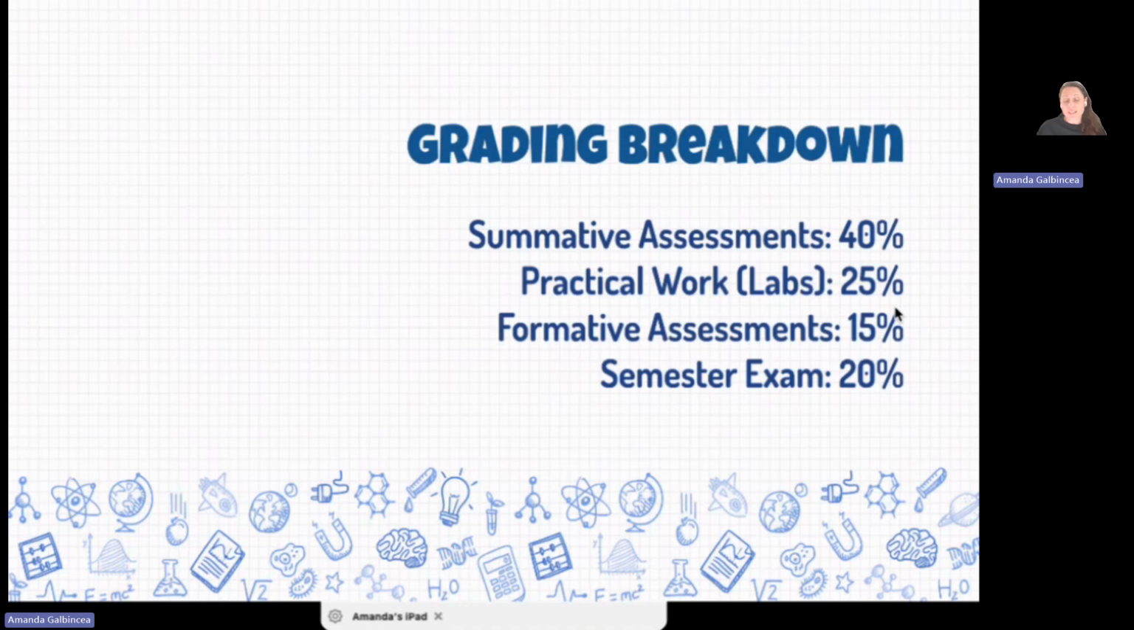And then we'll have a semester exam at the end of the fall semester. That's 20%. In the springtime, the students can exempt the spring semester by taking the AP Physics exam. So they will not have to take two summative exams in the spring.